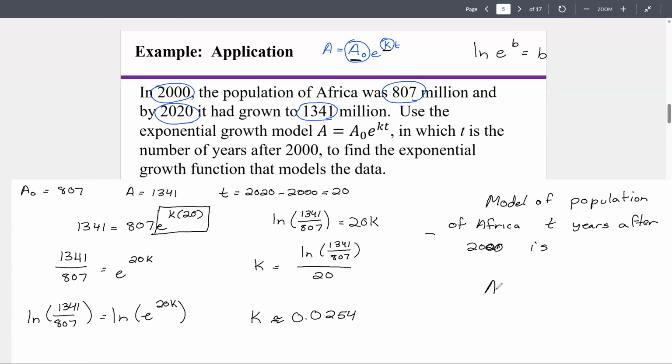is going to be, so we want to leave the A empty because we want to just generate whatever population we're getting. A naught is still the 807. E, now we know k is 0.0254, and then we're going to leave t empty because we want to be able to put any time in. So I can find the population at any time using that model.